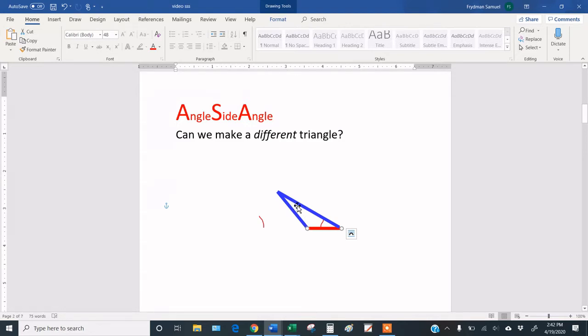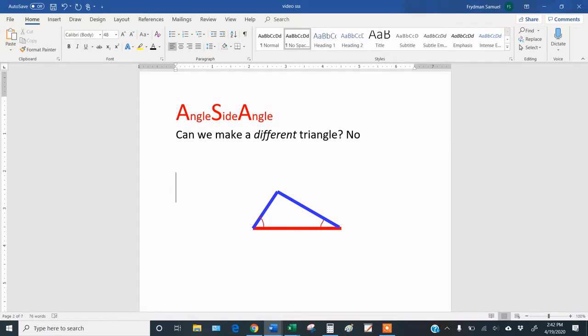So even though it's okay for me to change this angle, in order to change that angle, I would have to change this side, and I would also end up changing this angle also, which I was not allowed to do. So that also does not work. Right. So the answer for this is no. When we are given ASA conditions, meaning we can't change this angle, we can't change this side, and we can't change this angle, then there is no way for us to make a different triangle than the one that we're given.